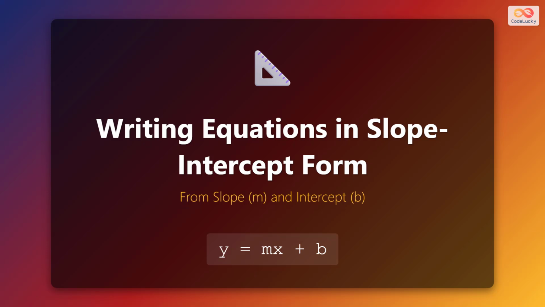Welcome to this lesson on writing linear equations. Today, we are going to learn how to write an equation in slope-intercept form when we are given the slope and the y-intercept. This is a fundamental skill in algebra that makes graphing and understanding lines much easier.